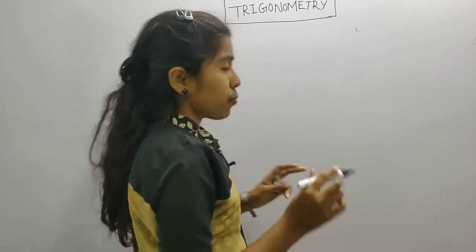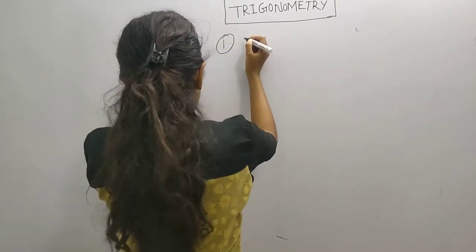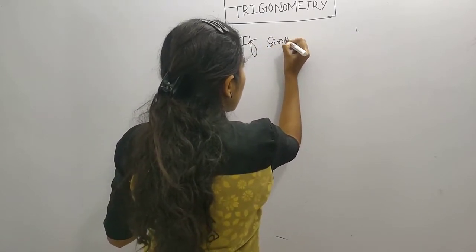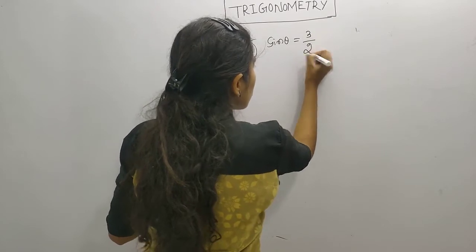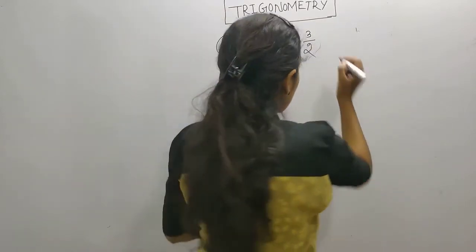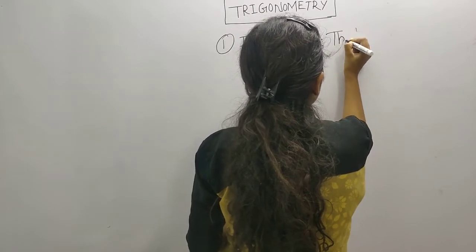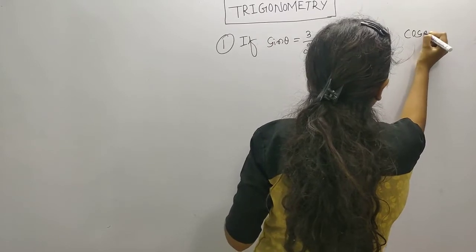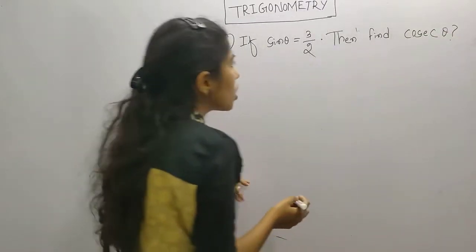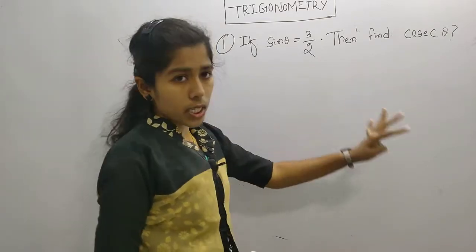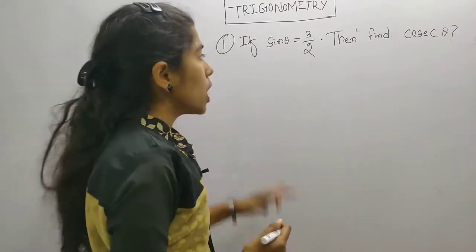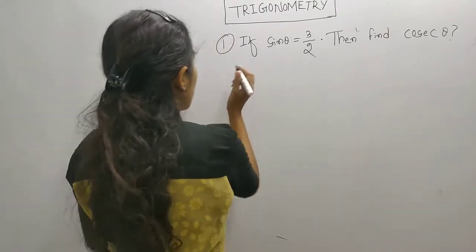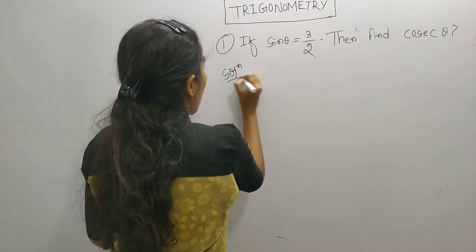Here, see, we will do one question. If sin theta equals to 3 by 2, then find cosec theta. Yes, na? Because sin theta and cosec theta are the reciprocals of each other. So, if sin theta is given, then of course it will ask you cosec theta. So, let's see solution. How?